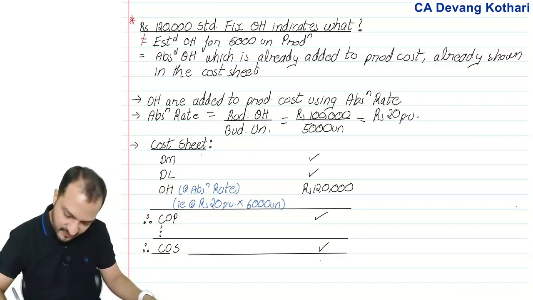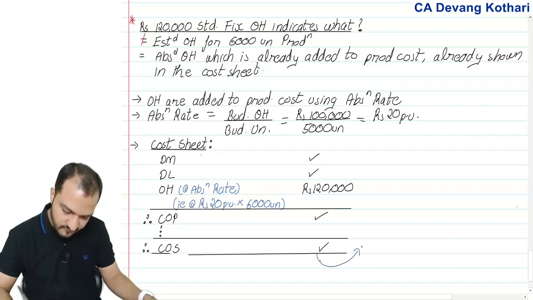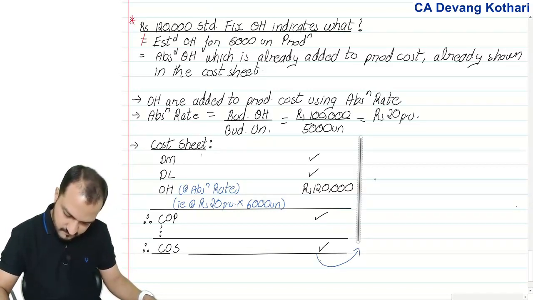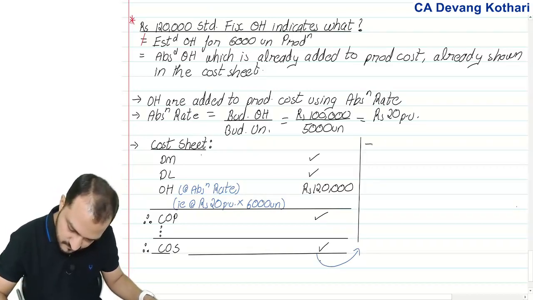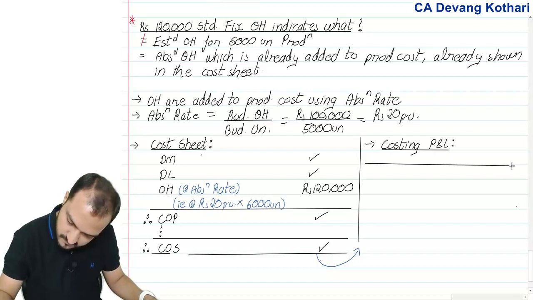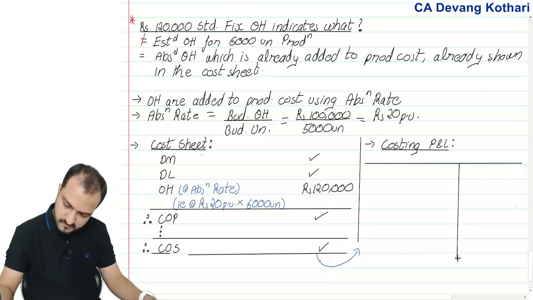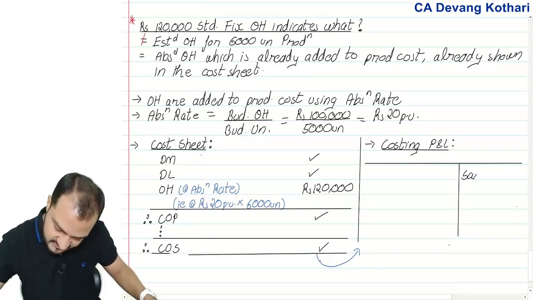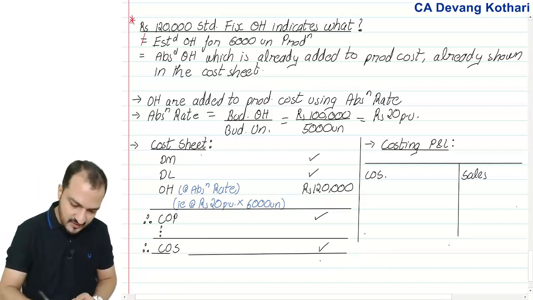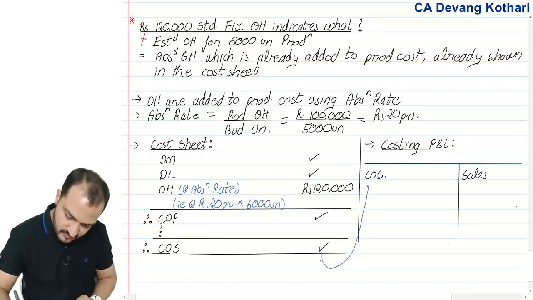This cost of sales is the value which would have eventually gone to the P&L. My costing P&L, you know that it contains sales and cost of sales. So this cost of sales is the one which eventually has gone to the P&L.